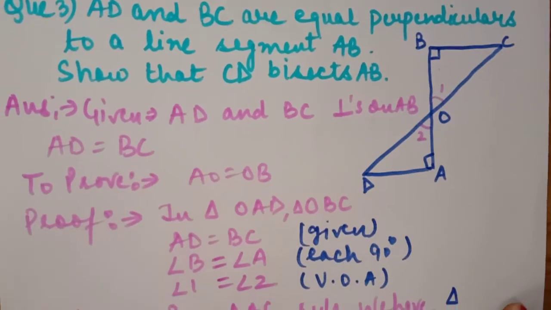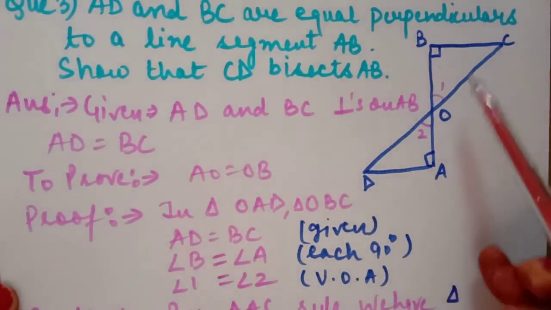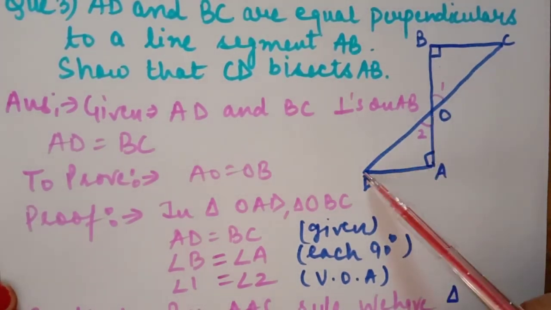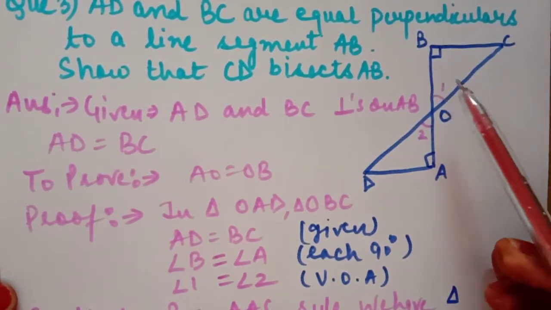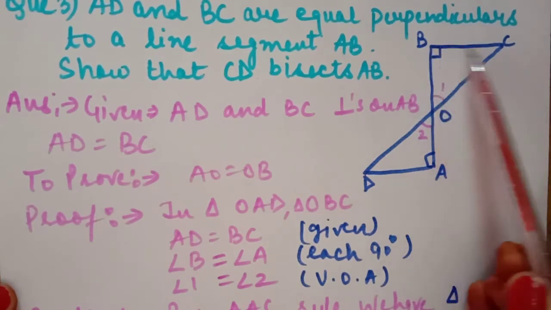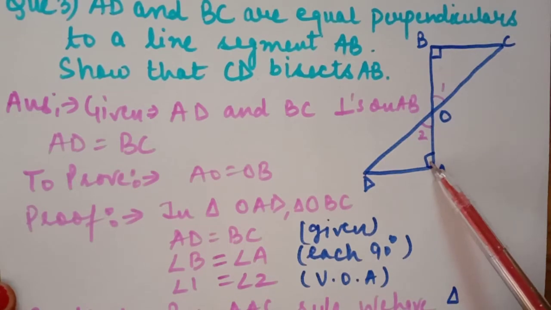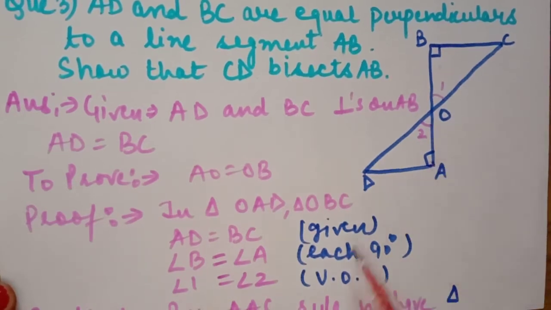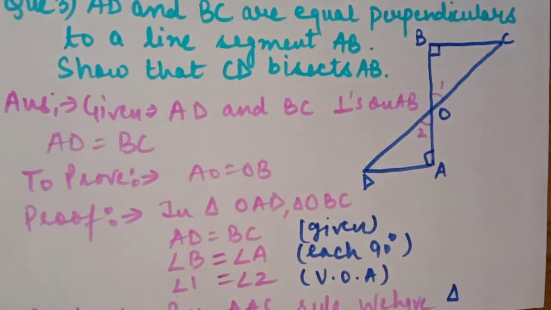Now students, you know it very well. For this proof we need congruency, and for congruency we need three elements. So consider triangle OAD and triangle OBC. In these two triangles we need three elements. First, AD is equal to BC, it is given. Angle B and angle A are equal, given, because they are each 90 degrees. Angle 1 and angle 2 are vertically opposite angles. So now we have three elements with three reasons.